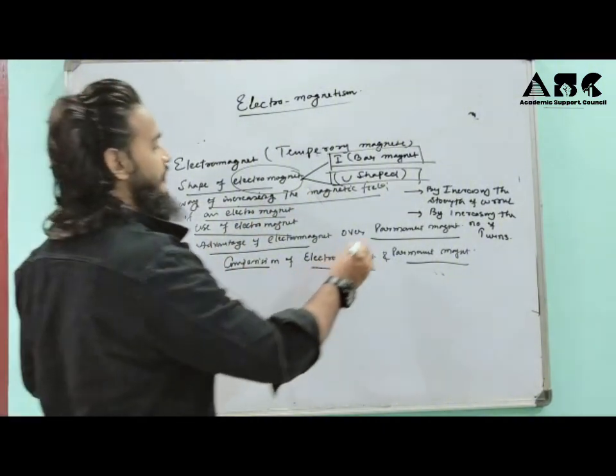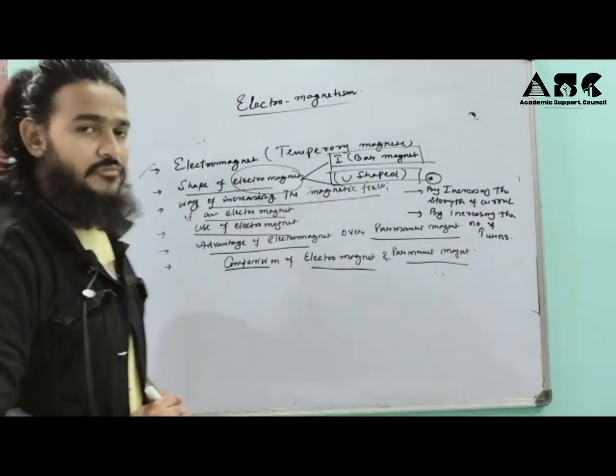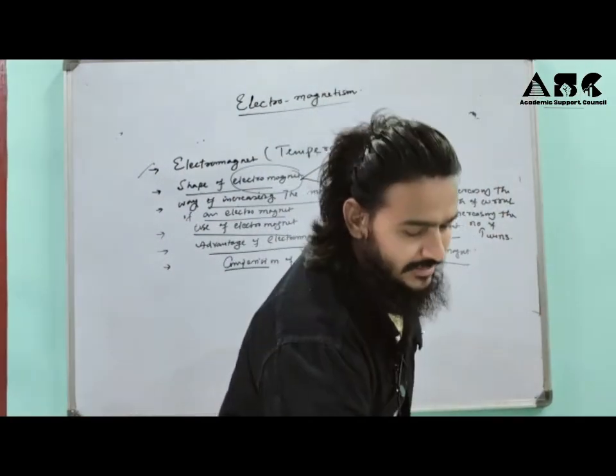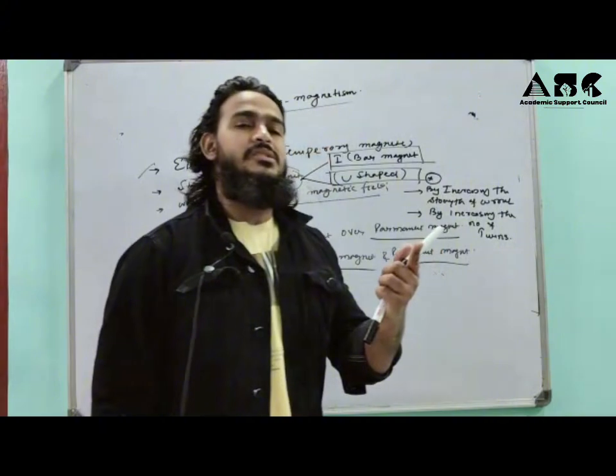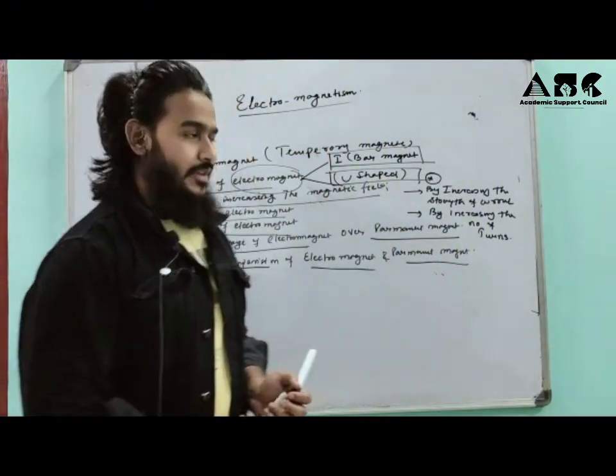A question often comes directly from here: how can the strength of the magnetic field of a solenoid be increased? You can answer that by increasing the number of turns of the wire, and the second one by increasing the strength of the current.